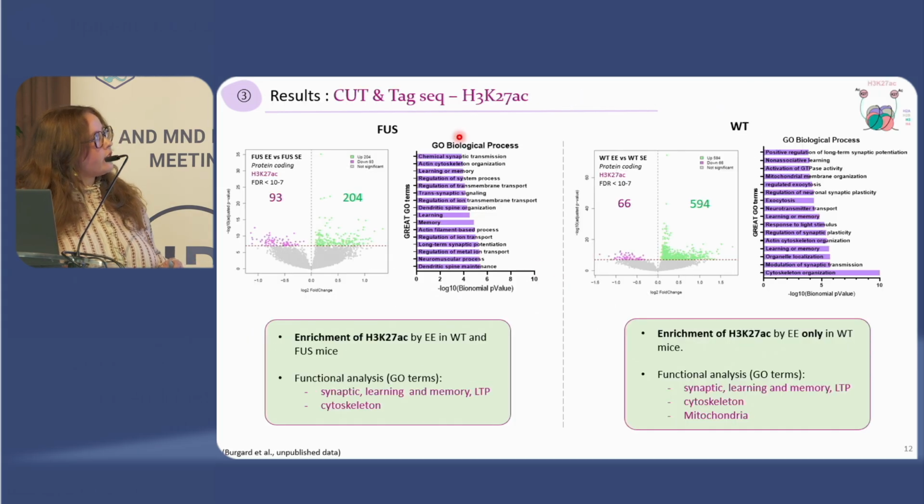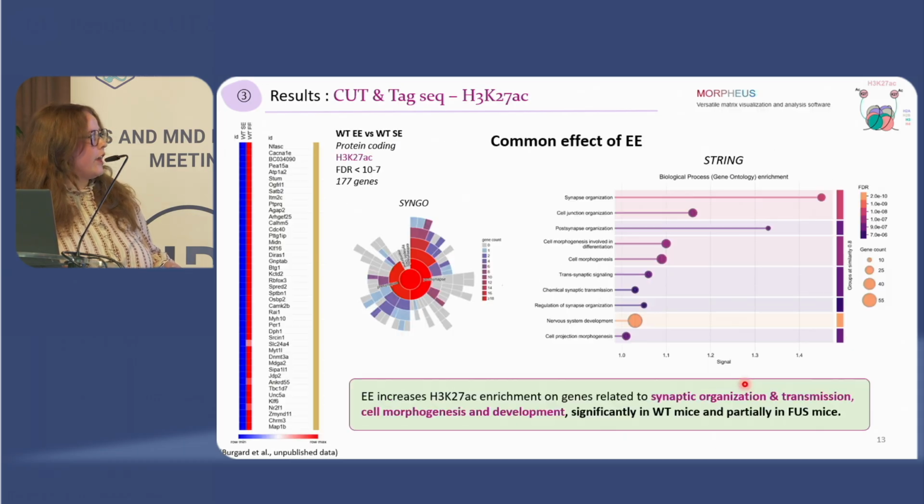So here are the results for the CUT&Tag. We can nicely see that we have an increased acetylation in both genotypes, fused and wild-type mice. And those genomic loci are related to synaptic learning and memory function, LTP, as well as cytoskeleton in both of the genotypes, and especially in wild-type, mitochondria.